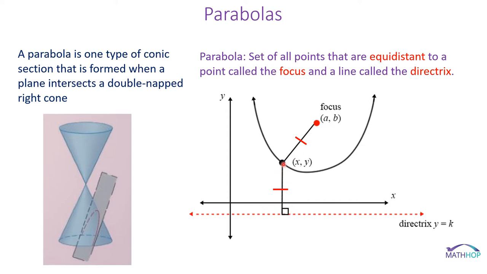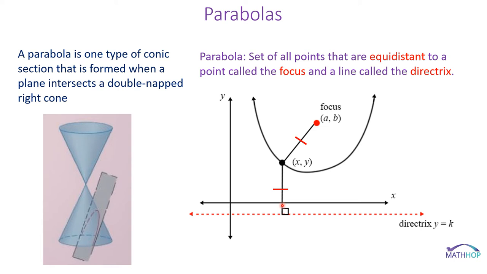It's important to note, from the point, you have to drop a perpendicular line to get to the directrix for these to be equal. You can't say that I'm going to go from this point all the way over here, hit the directrix, and say, oh, those must be equal. They're not going to be equidistant unless you drop a perpendicular line from that point.